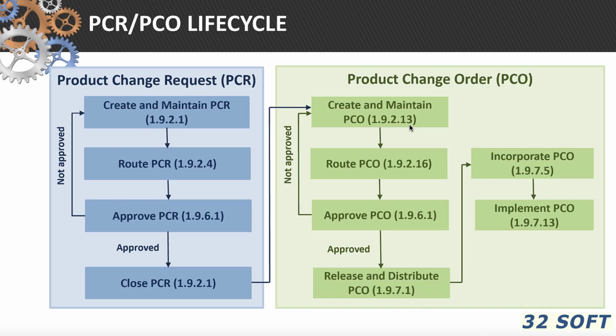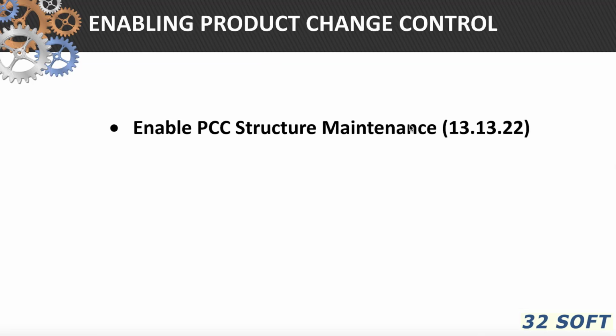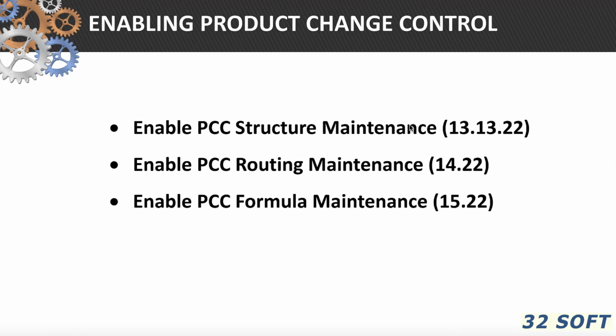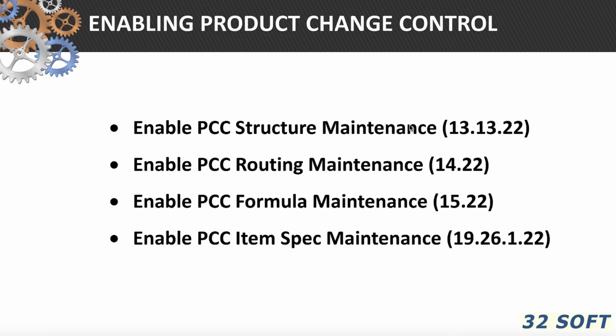You can determine which manufacturing process you want to control with PCC and activate the appropriate sections. There are 4 possible activation programs in QED. You can enable PCC to control structure maintenance, routing maintenance, formula maintenance, and item specification maintenance.